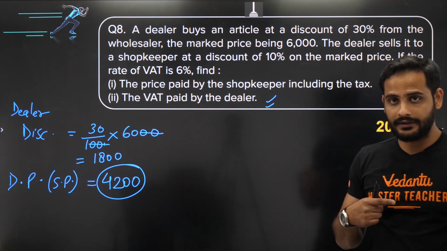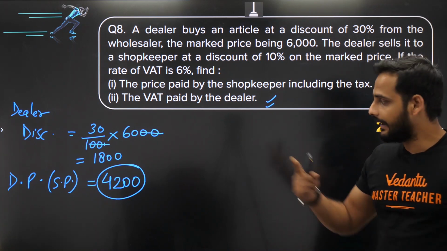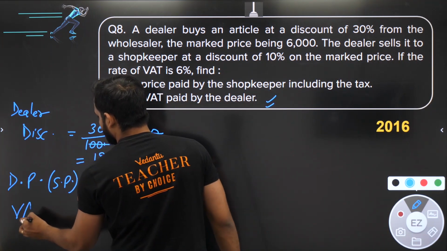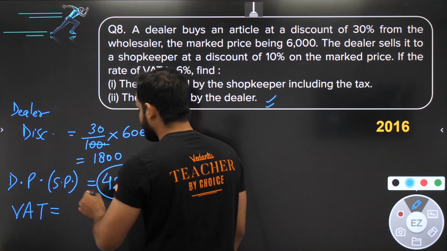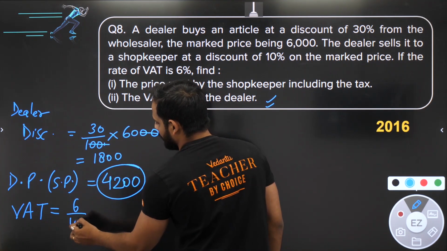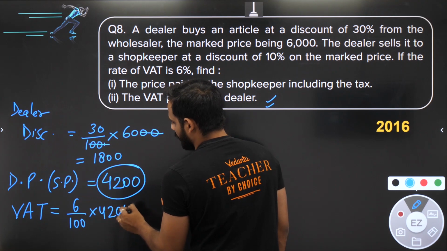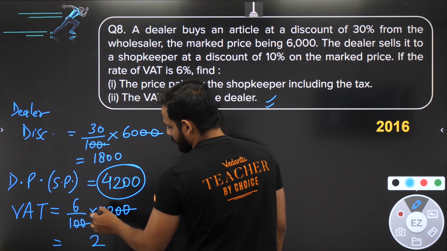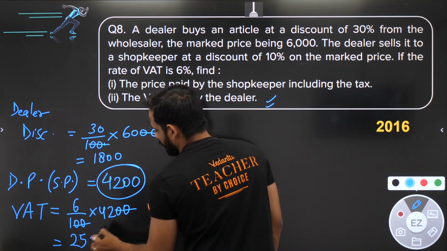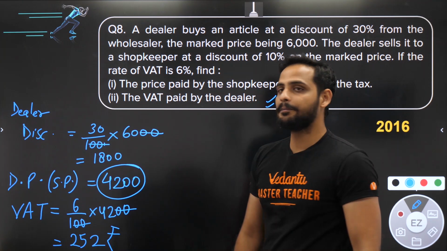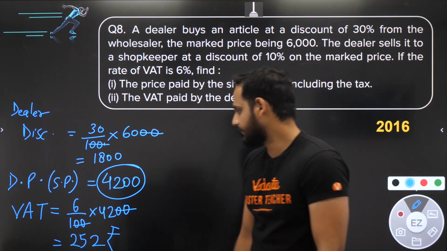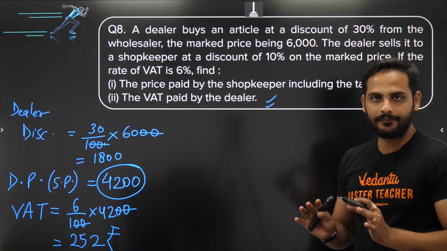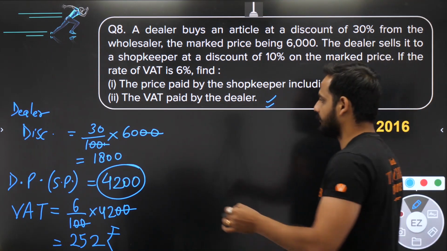Now the wholesaler will be charging the VAT at this price, right? So how much will be the VAT? VAT will be on the selling price, and VAT is 6%. So 6% of 4,200. The zeros got cancelled. What will we get? 6 2s are 12, power 1, 252. Rupees 252 will be paid by the dealer as the VAT. 252 rupees the dealer has to pay as the VAT.